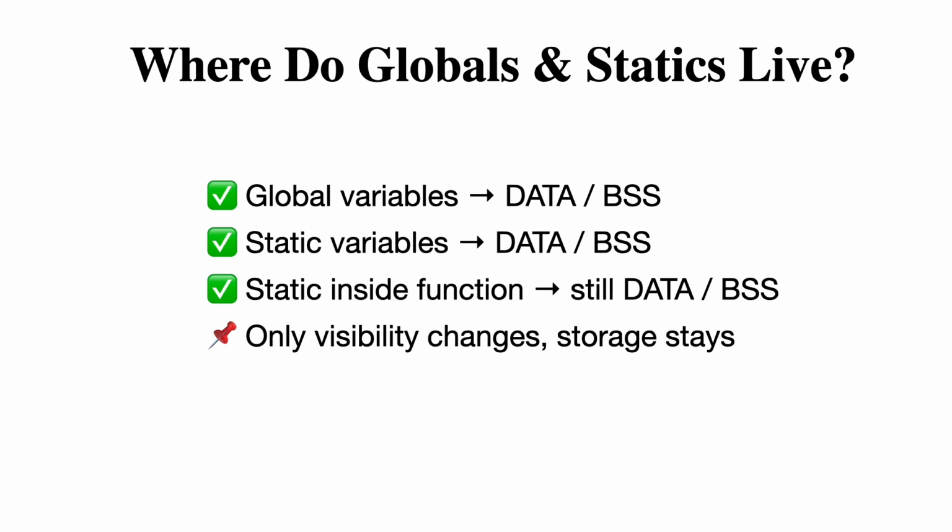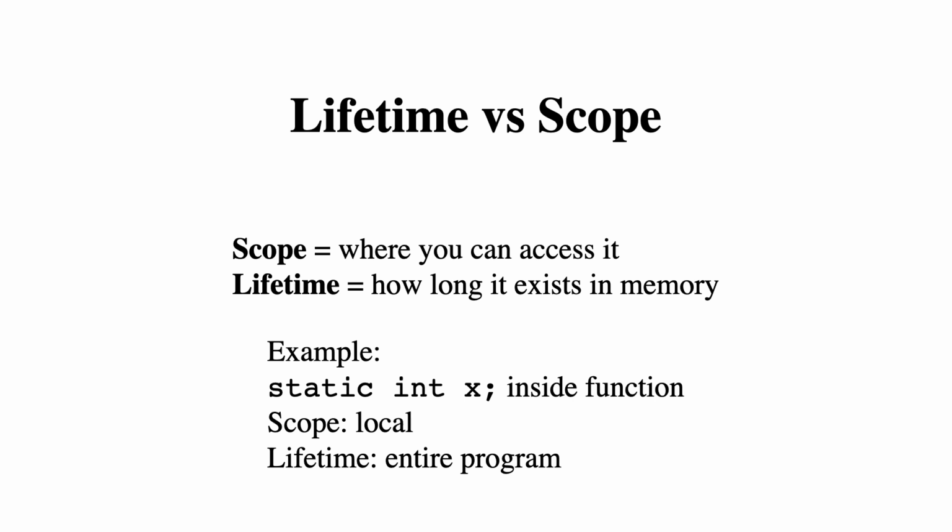Big interview trap. People think a static inside a function is on the stack because it is inside the function. But no, it lives in data or BSS and keeps its value across calls. Scope and lifetime are different universes. Static variables may be hidden, but they stay alive forever. You can see the example where static int x is inside a function. So its scope will be local, but its lifetime is the entire program.